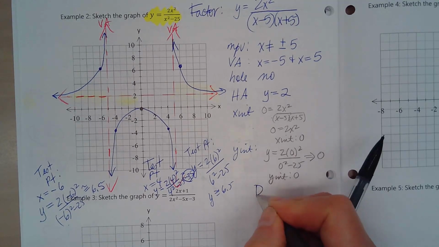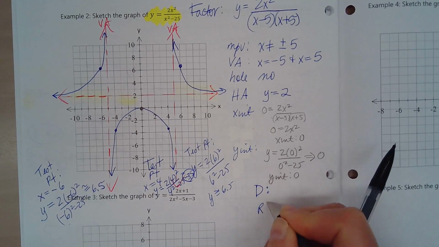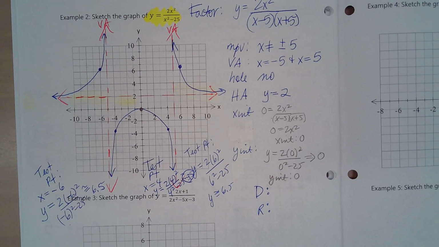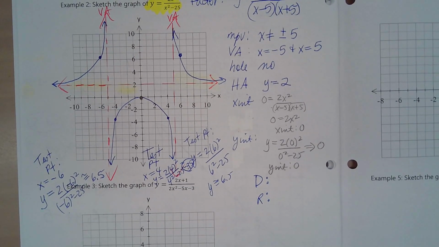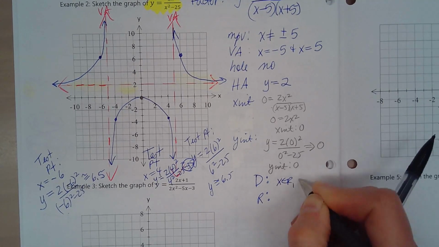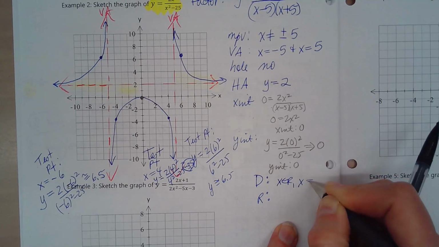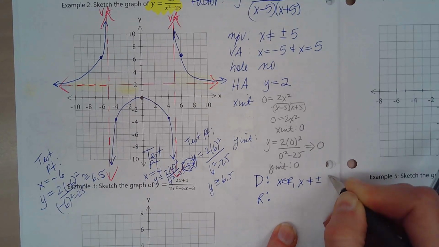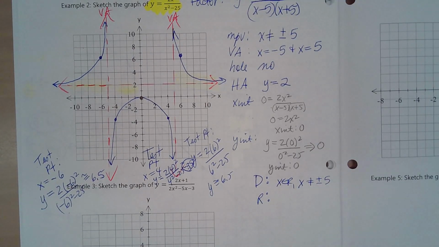Okay, I want to give you a minute. Tell me what the domain and the range of this graph are. The domain should be straightforward. The range might be a bit tricky. Eileen, what's the domain? Plus or minus 5, right? Good. You want to try the range? The range is tricky.